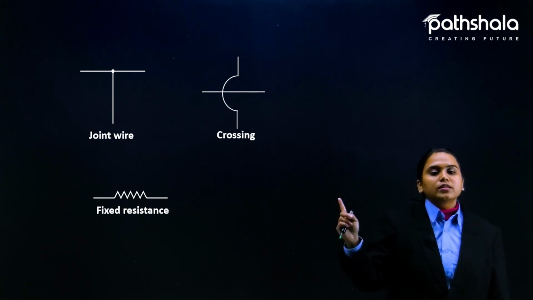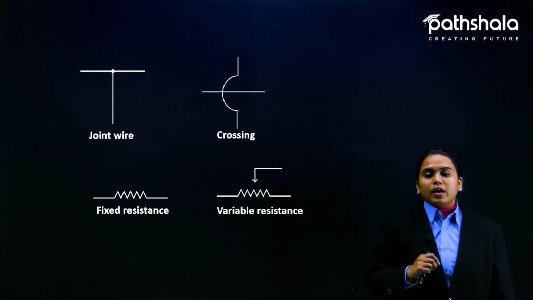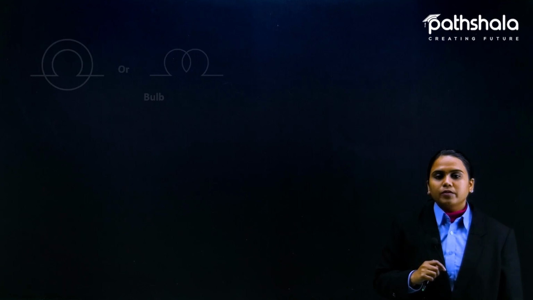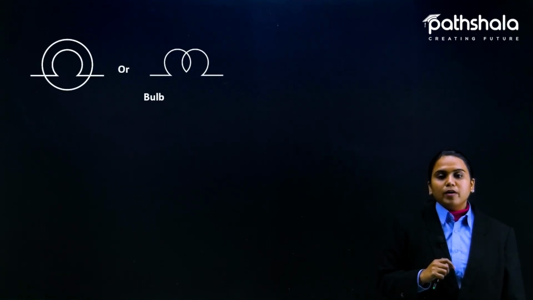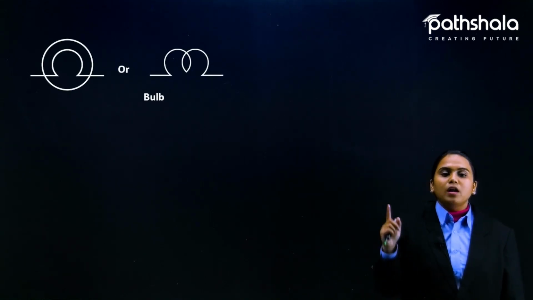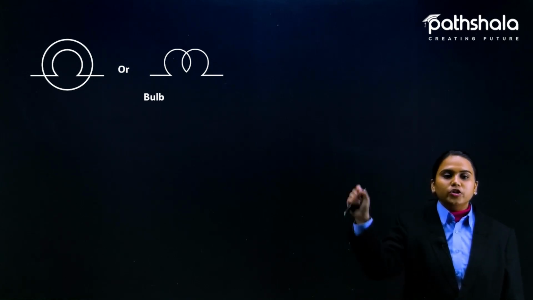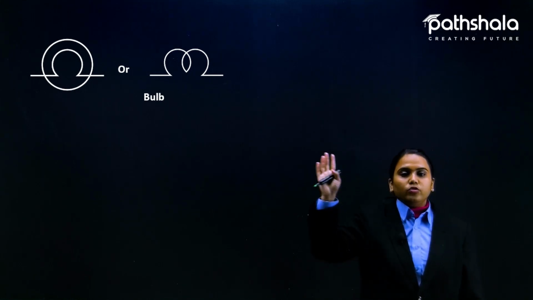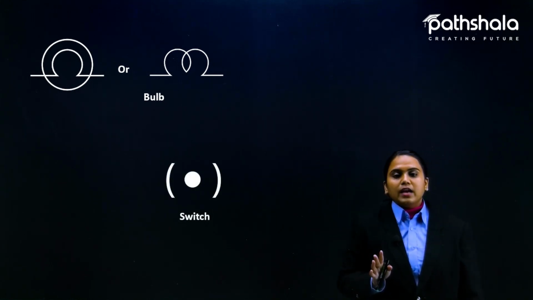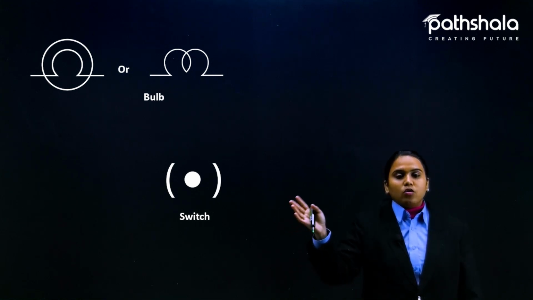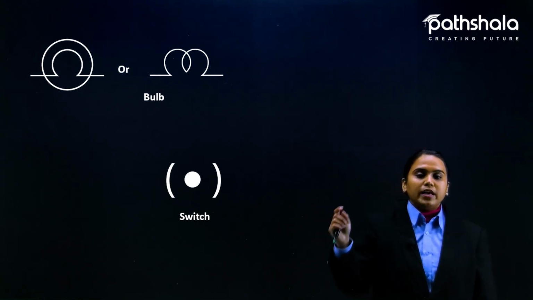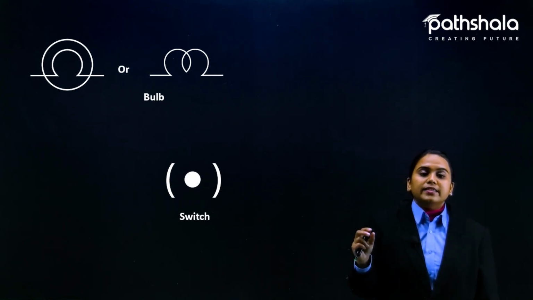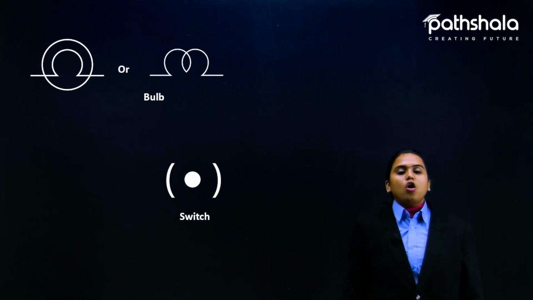You are going to learn this in the next slide. And this is a variable resistance. These are again upcoming topics. So here is a diagram of a bulb. In your exams, you need to draw a bulb like this only. Some students draw an original bulb in the diagram in board exams also. No, don't do that. You need to draw like this only. And this is the symbol of a switch. Here it is in on position. If the dot is removed from here and only the bracket remains, then it is in off condition. Right now this is in on condition.